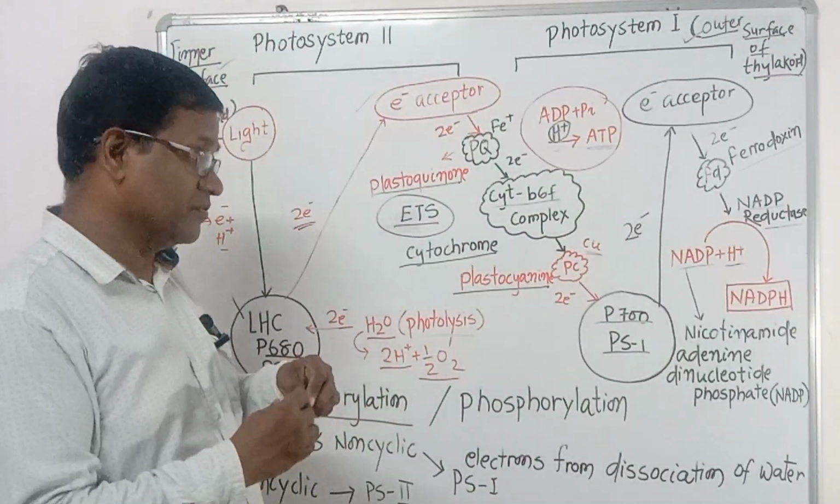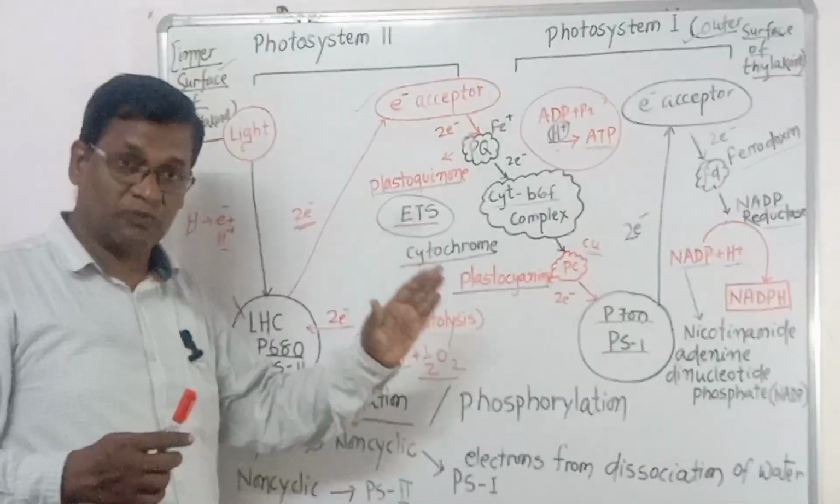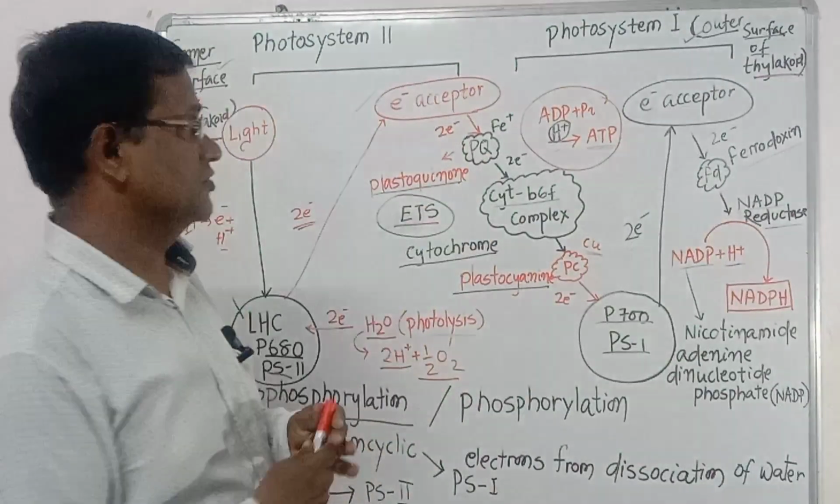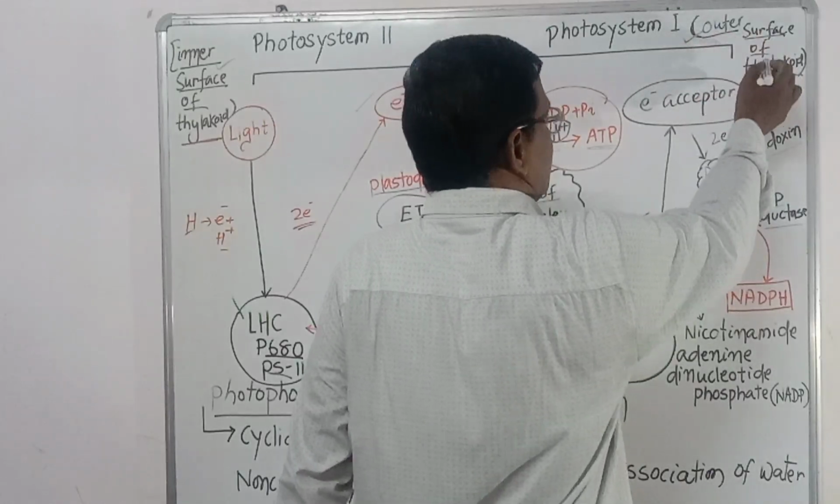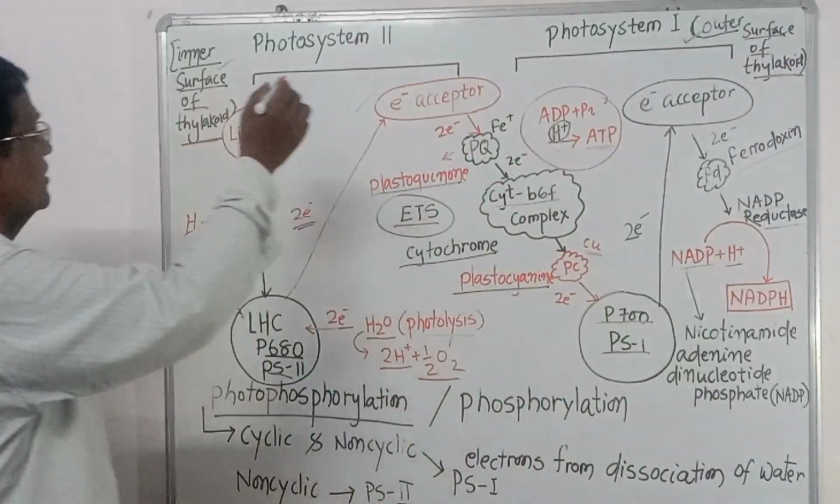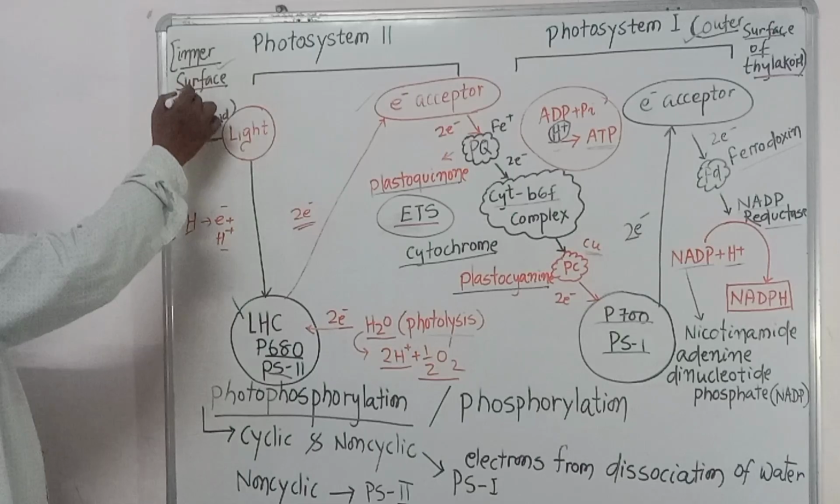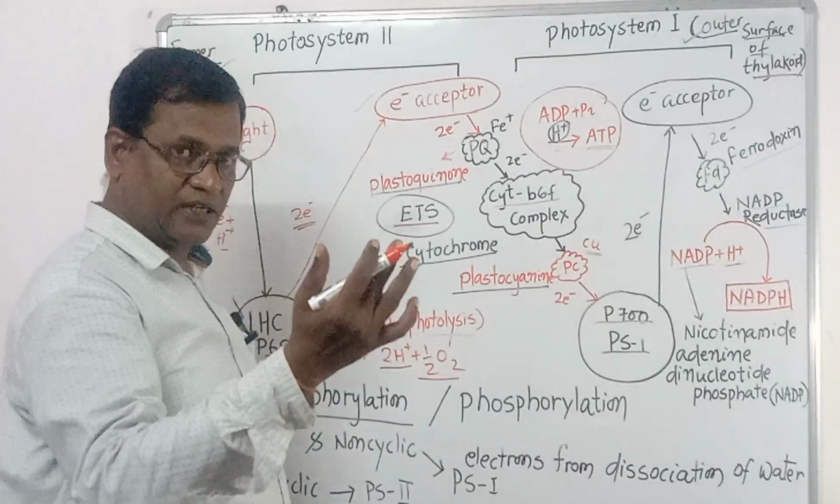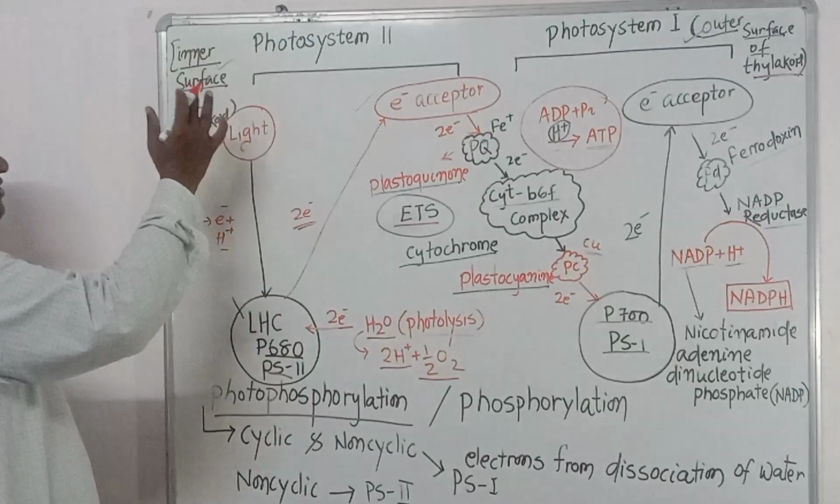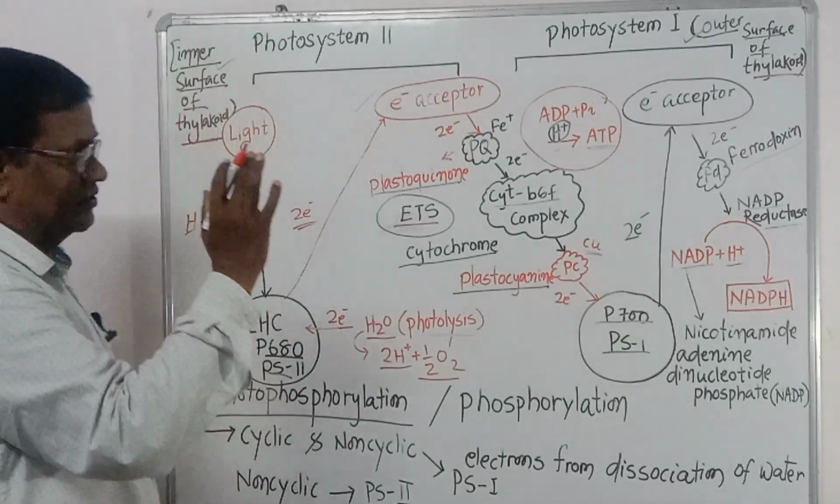Now we will study the difference between photosystem 1 and photosystem 2. First difference, photosystem 1 is present on the outer surface of the thylakoid, whereas here you see photosystem 2 is on the inner surface of the thylakoid. That means one is on the outer side of the thylakoid and photosystem 2 is on the inner side.